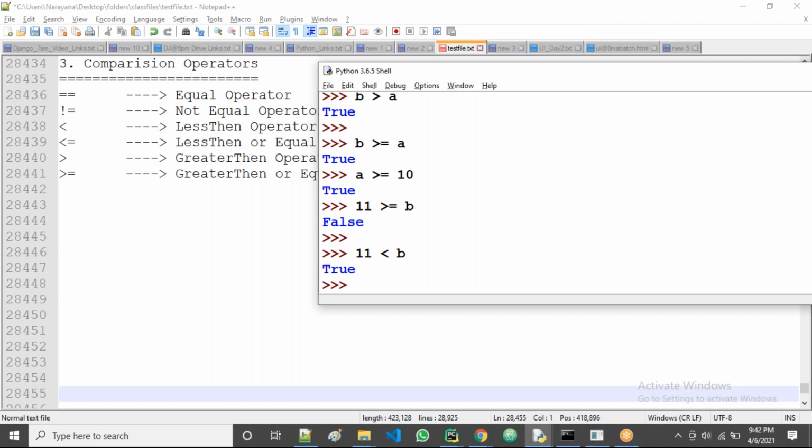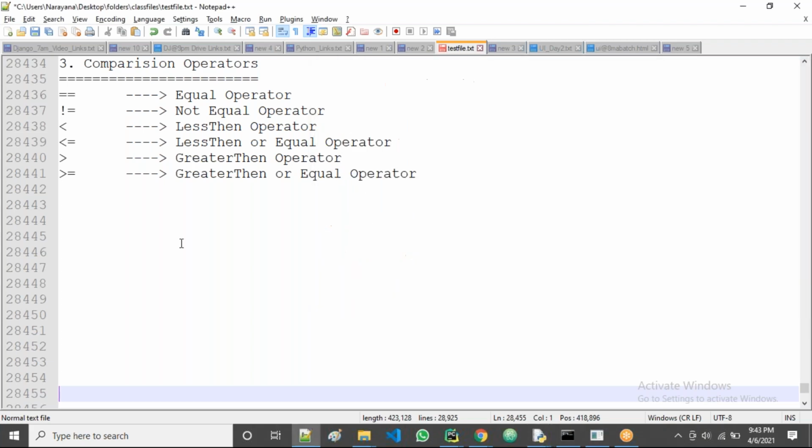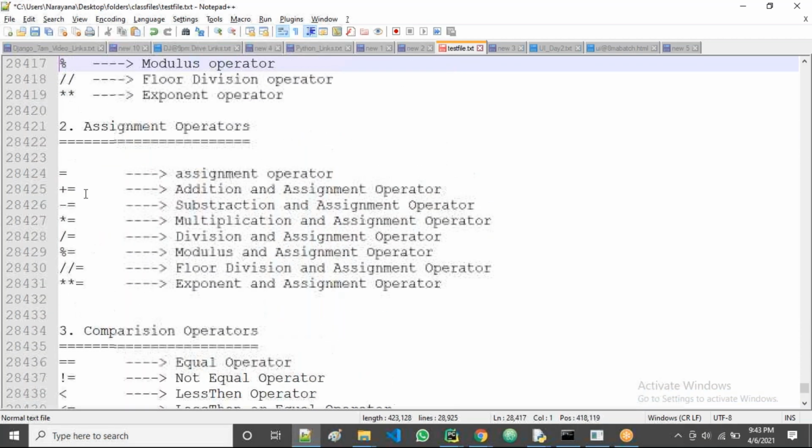I'm taking finally, guys, the same, right? 11 less than or equal to A, for example. Which one here? True or false? Yes, guys, false. So these are the comparison operators.